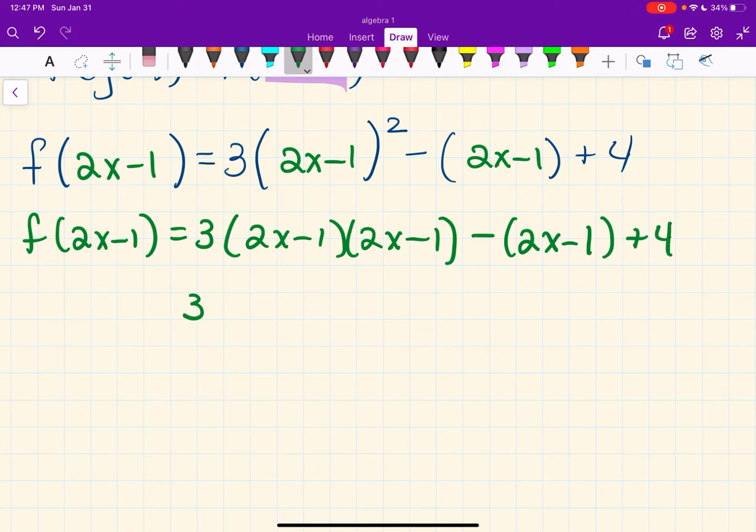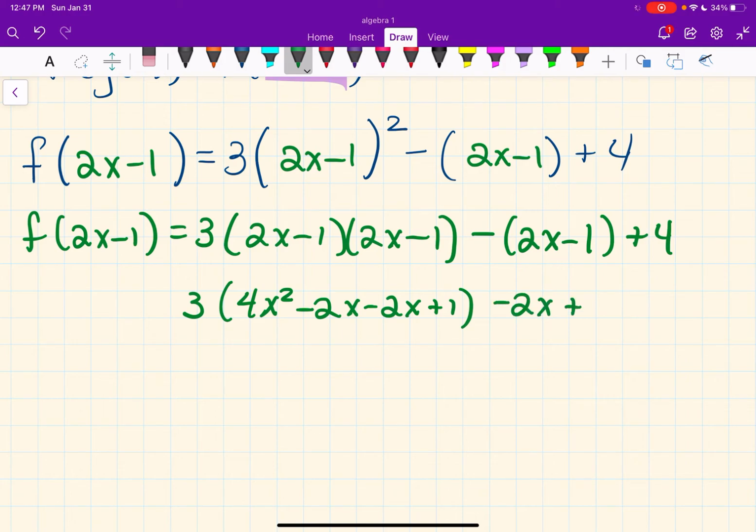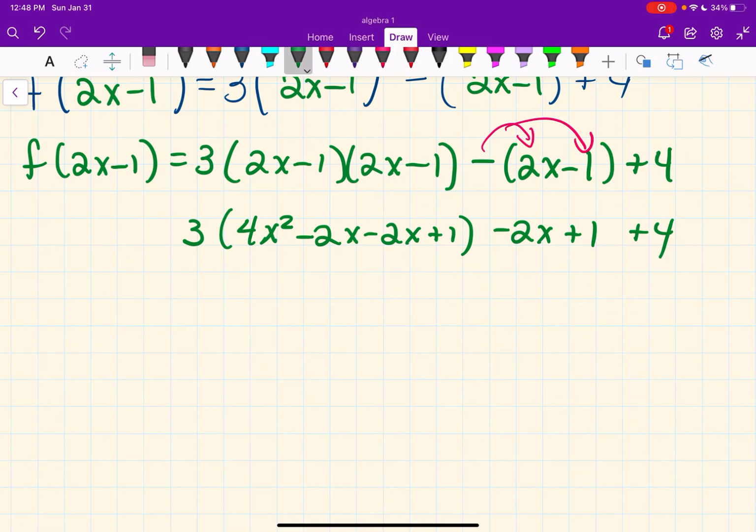So we have a 3 on the outside. If we FOIL that, we get 4x squared minus 2x plus 1. And then I'm going to distribute that negative. So that's going to be negative 2x plus 1 plus 4. What I did was I took this and I distributed it to get rid of the parentheses. I'm still not done with that first part. So the first part has a 3 outside, 4x squared minus 4x plus 1. I'm going to leave the end alone for right now while I finish up with these parentheses.